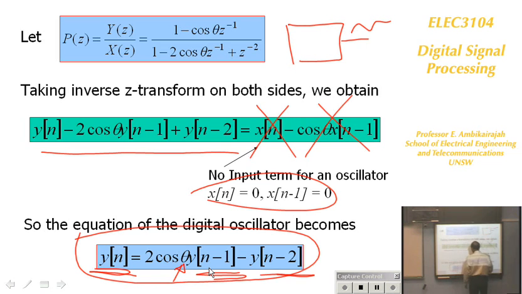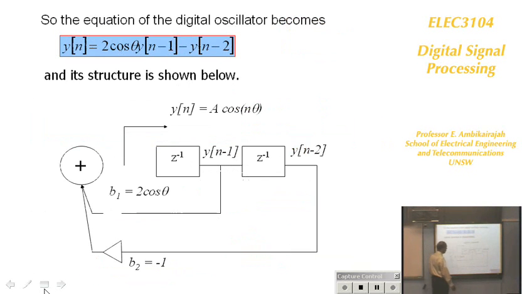Think about it. If this is 0 and this is 0, the back conditions are 0, then what's going to happen to Yn? The whole thing is 0. So it will never oscillate. So you must have some initial value here, some particular value. If you have it, then it starts oscillating. Okay? So this is the equation. How do we implement this? Once we have the equation, we implement it.